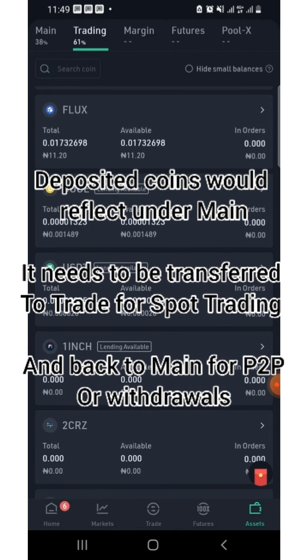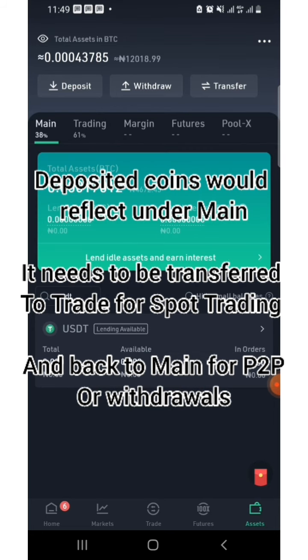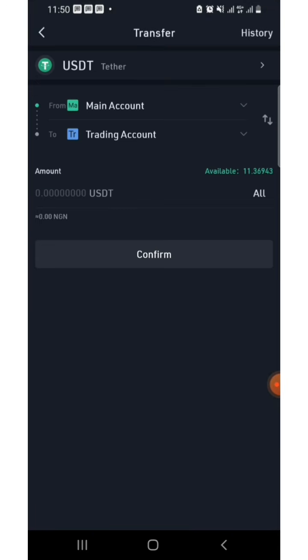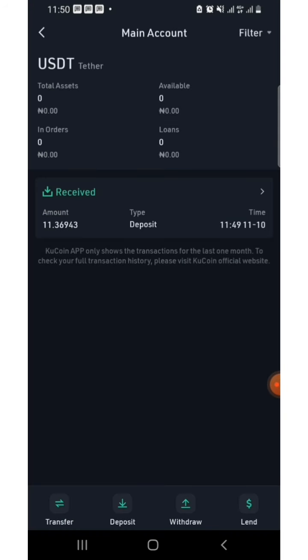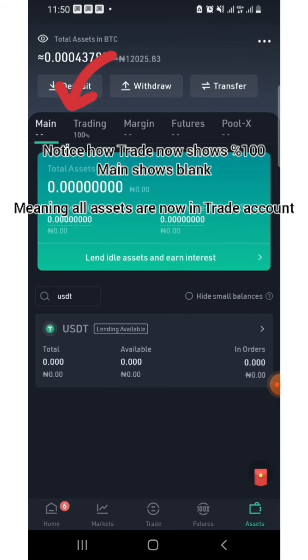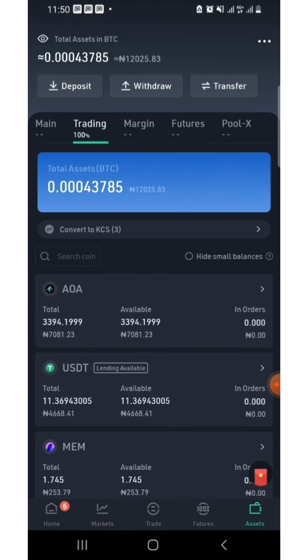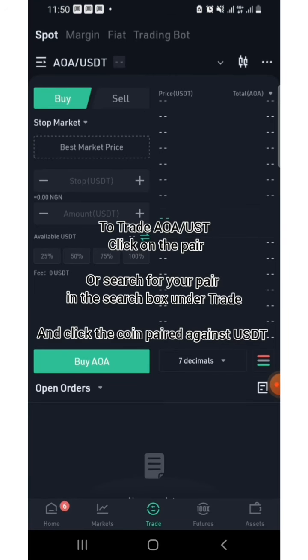because this balance showing here, observe how it will change from 7,300 to 12,000. In order to trade spot trading, you need to transfer the money from the main wallet into the trading wallet. Whenever you deposit, the coin will enter your main account. So I'm transferring it into my trading account. You see how the trading account has become 100%. The USDT has entered into it. There is no gas fee for doing that.